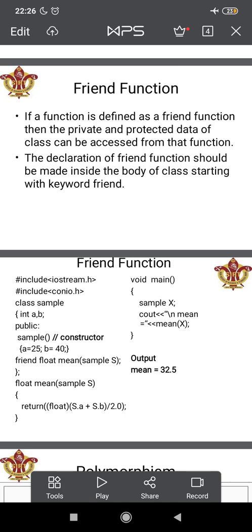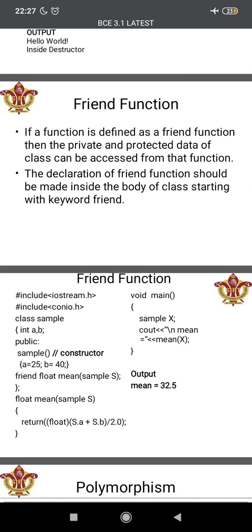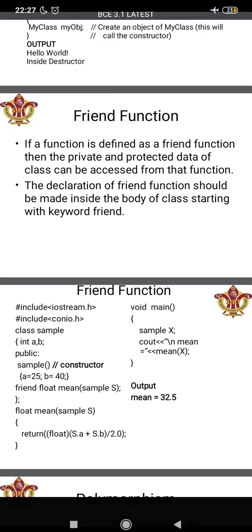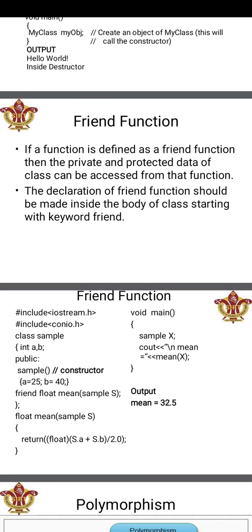Now, when I'm saying that any function can be made a friend function of some class, it means that it is not a member function of that class. It is some friend function, and this function which I have made a friend function of one class, I can make that same function a friend of another class also. So whatever function I am making a friend of one or more classes, that friend function will be able to access the private and protected members of the class.